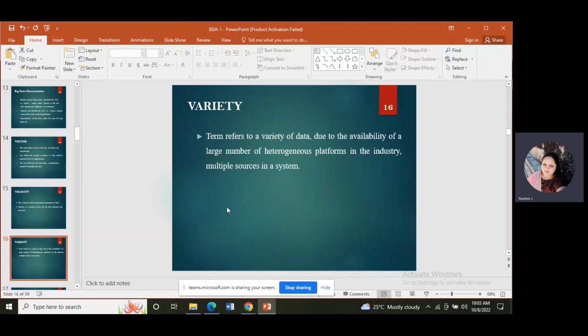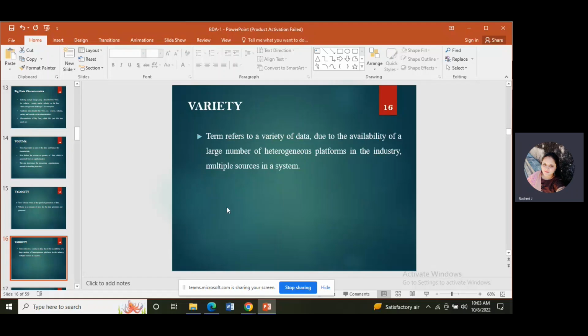Variety means what? Different forms or types, right? If we represent a school, all schools do not represent only one name; it has several forms or several types. Like that, variety of data means it has several types of data. I already told you the types of data: structured, unstructured, semi-structured and multi-structured data. Here the variety represents the forms.